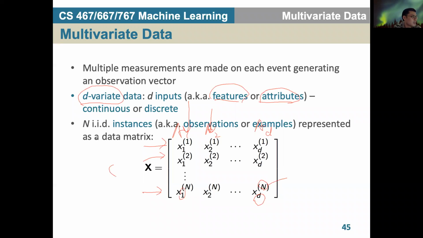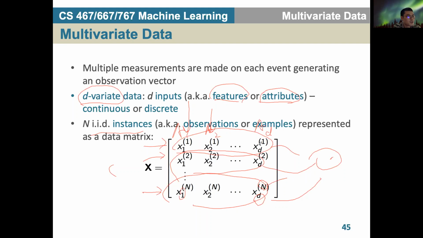And another is IID instance, which means this line is sampled from a d-dimensional distribution, and this line is sampled also from this distribution. Identical distribution and independent. When we sample from them, there's no correlation. I sample this from here, I sample also this from here. They are not dependent. So this is basically our assumption on the data.